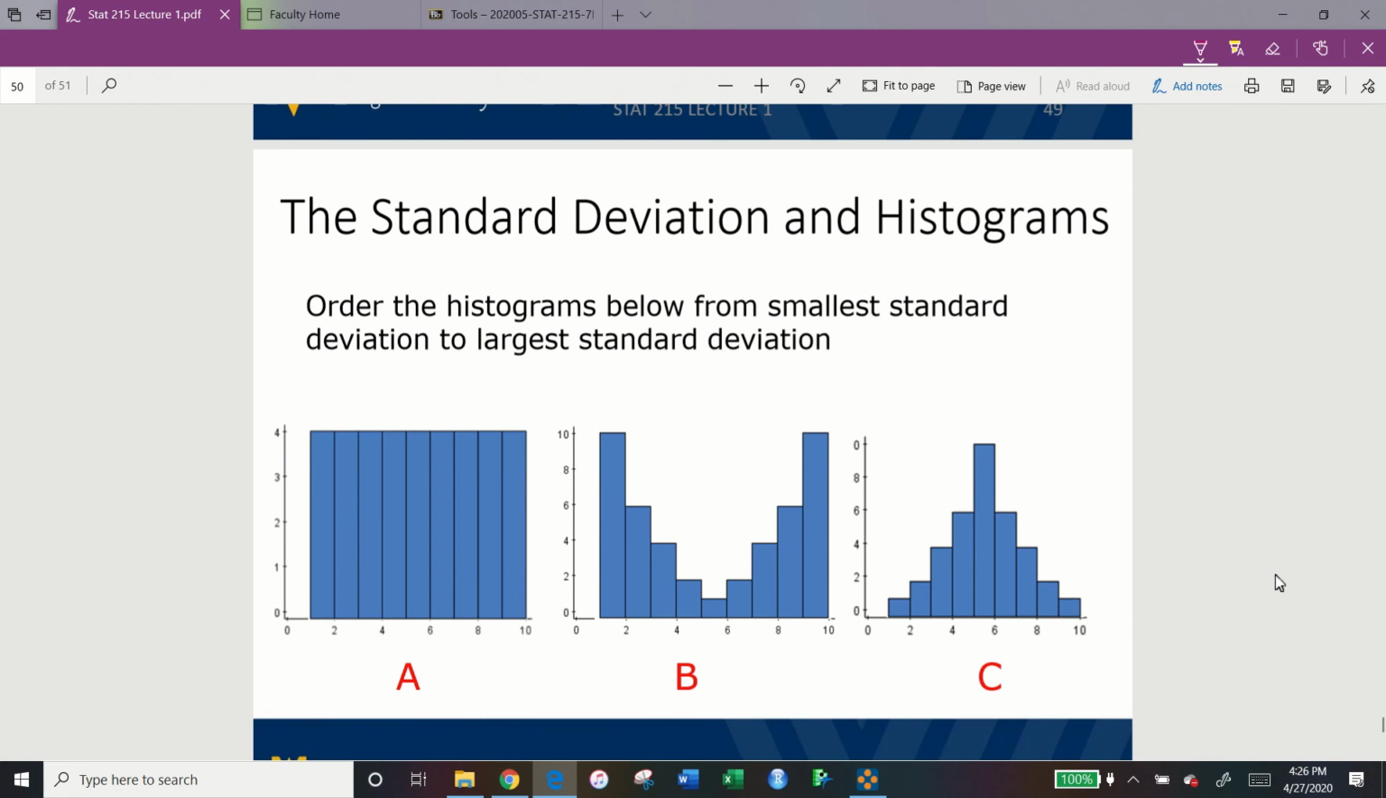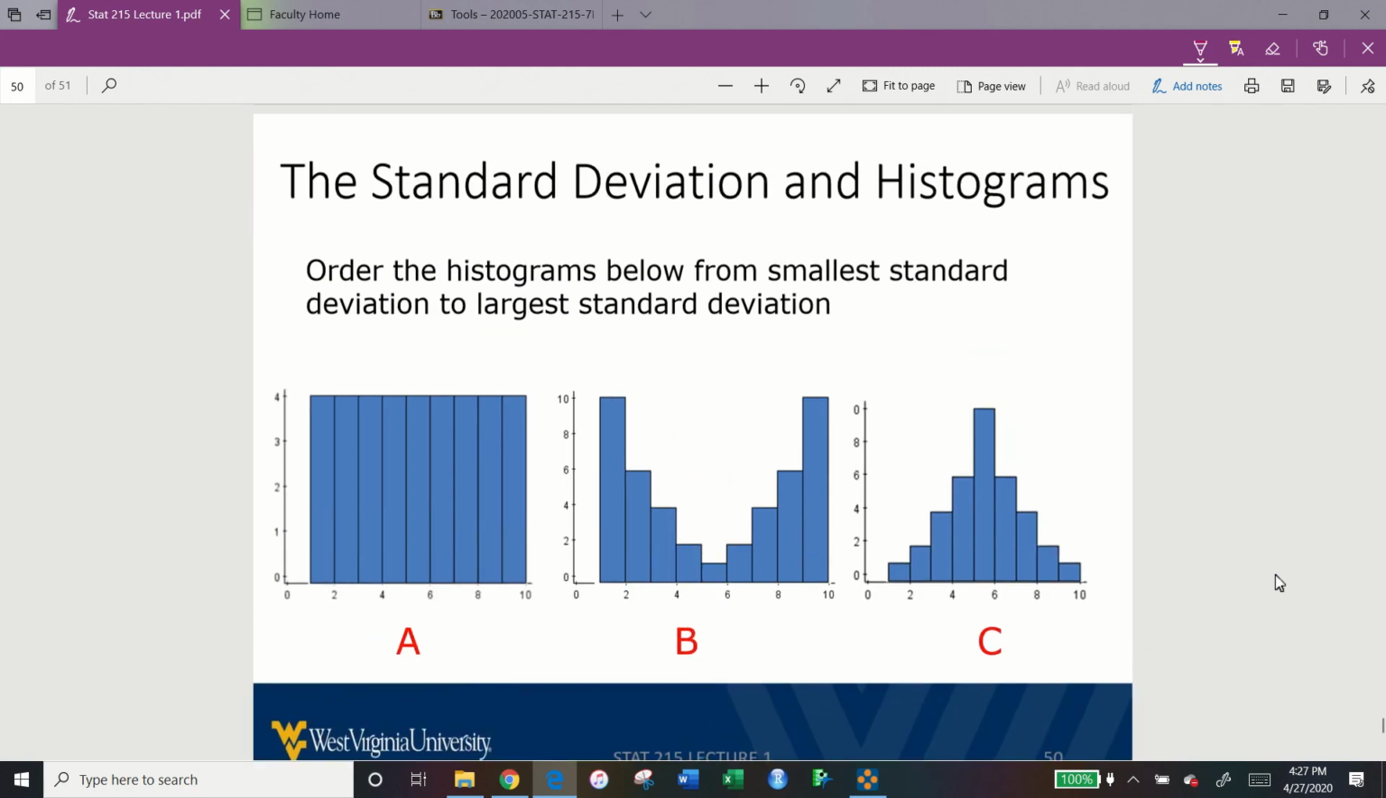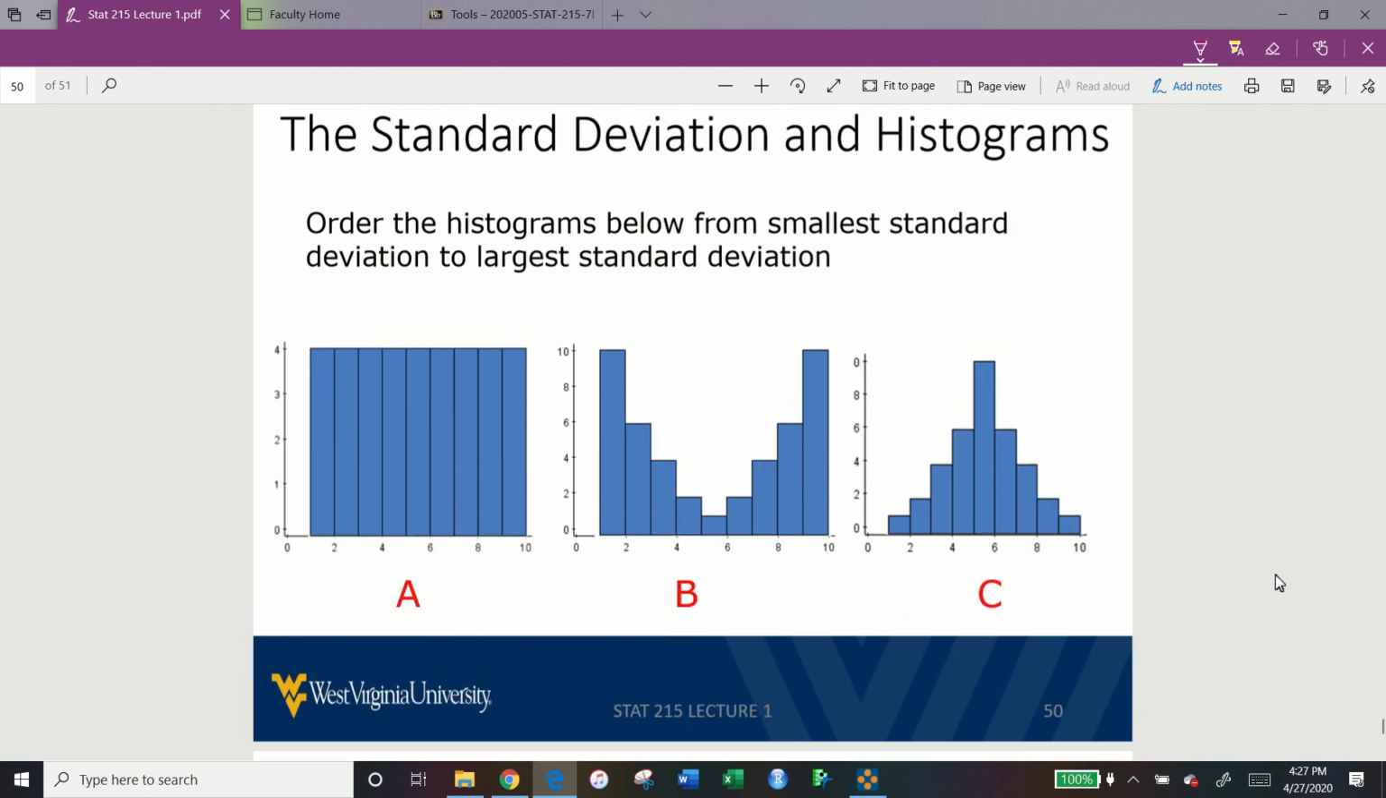Up to you. Alright, so to finish us off, well, I accidentally already gave away the answer, but we are asked to order the histograms below from smallest standard deviation to the largest standard deviation. Okay, so what do you think? Because I realized I didn't give you the answers. That was just labeled as A, B, C, and D.